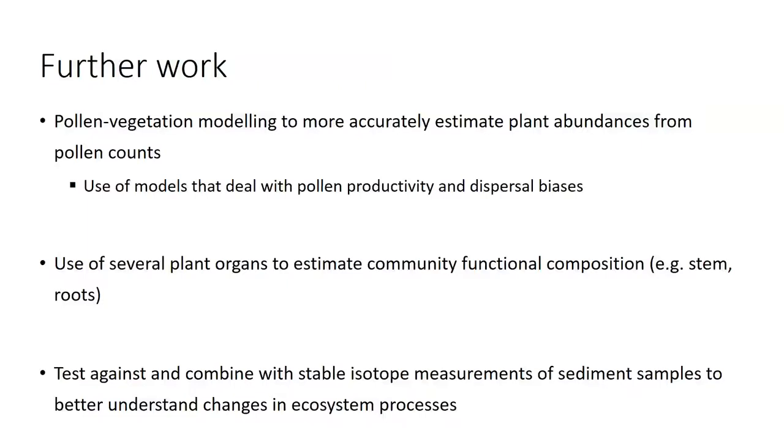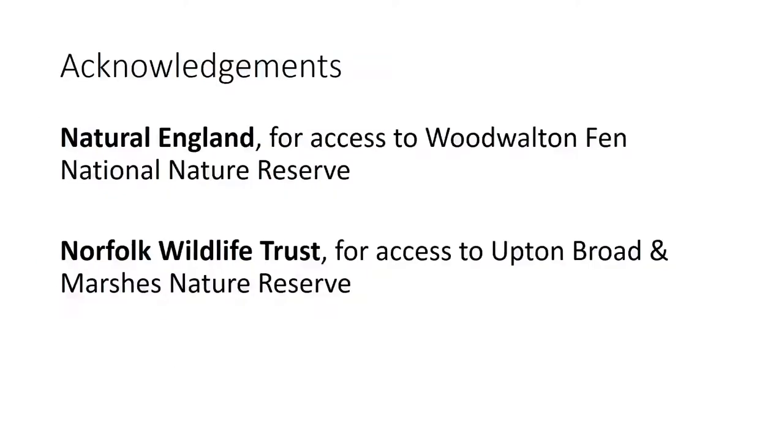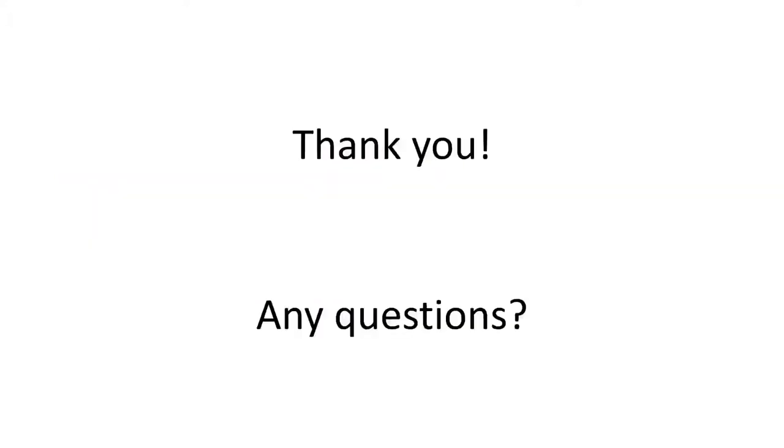So the next step, something we're working towards too, is to use models to better reconstruct pollen abundances that take into account the pollen productivity and dispersal biases of different species, especially the difference between arboreal pollen and herbaceous pollen. We are also working towards using other plant organs rather than leaves to characterize the fossil communities and to combine these data with isotope measurements of the sediments from which the fossil samples came from to better understand changes in ecosystem process. So just to thank Natural England, Norfolk Wildlife Trust for the access to the sites.